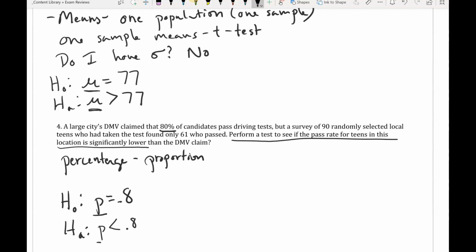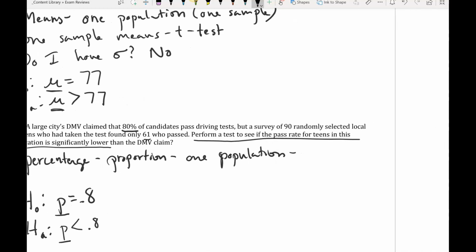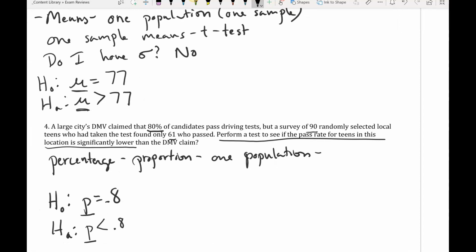Notice again, we've got one population. Just the group of teens that we're testing here, okay? And also we've got 90 kids here, so we've also got one sample. What does that mean? That means that we're going to be running a one-sample proportions test.